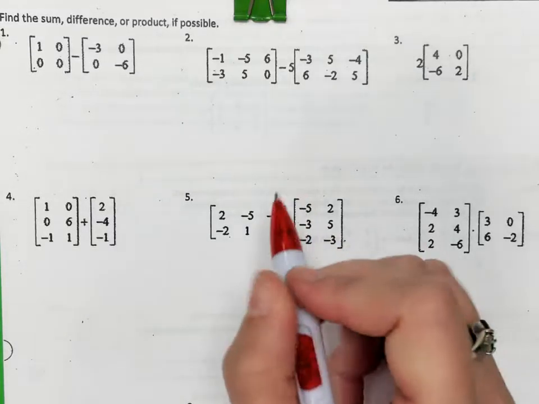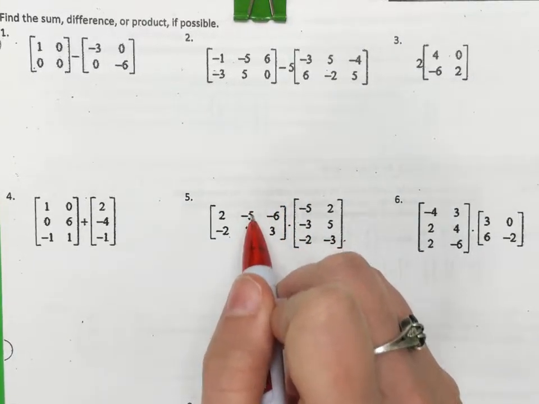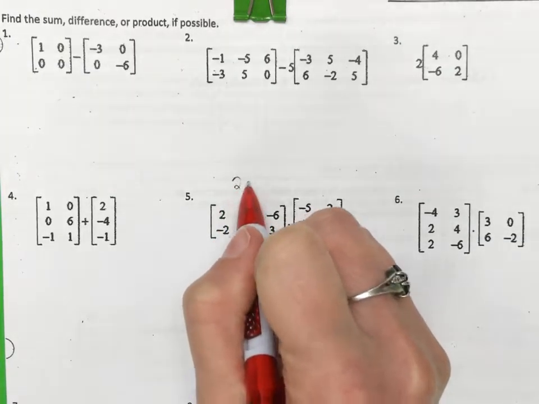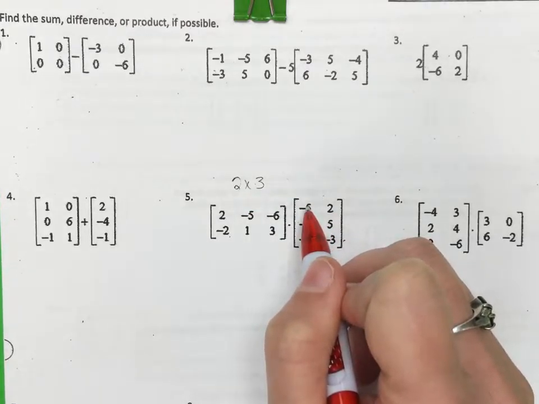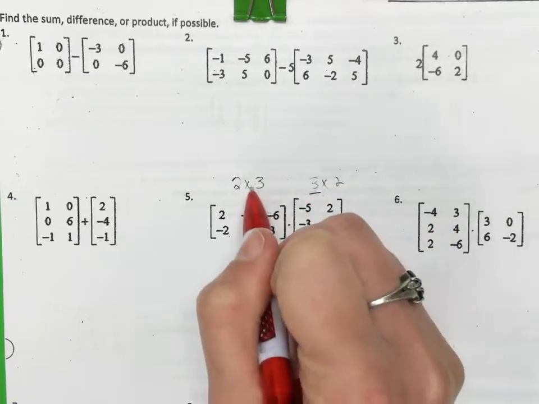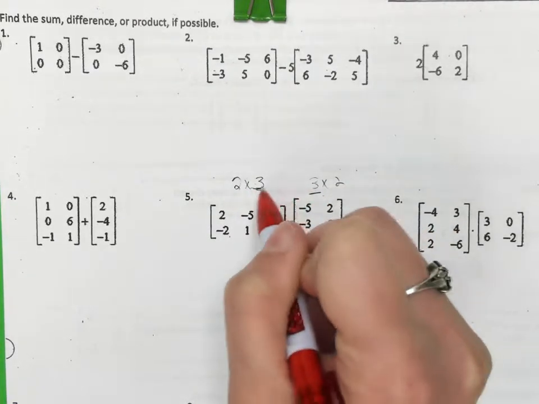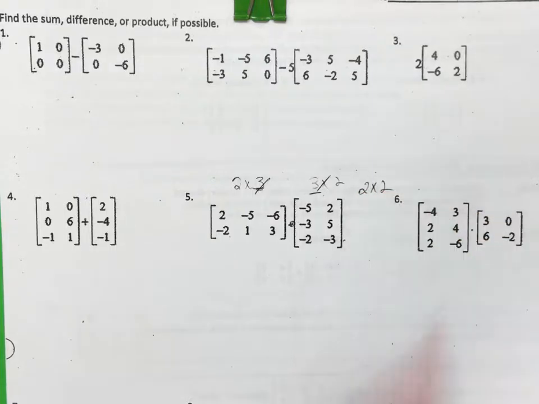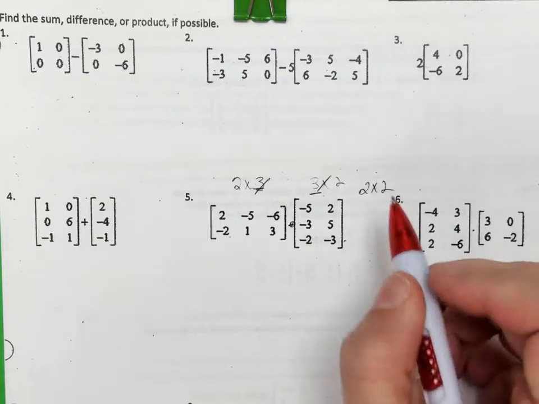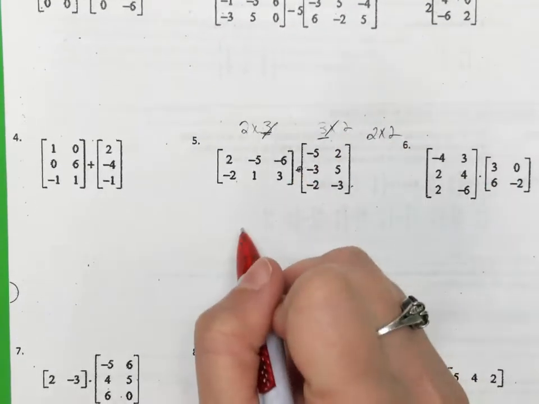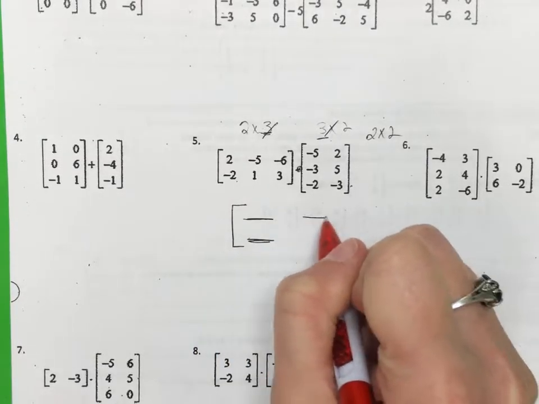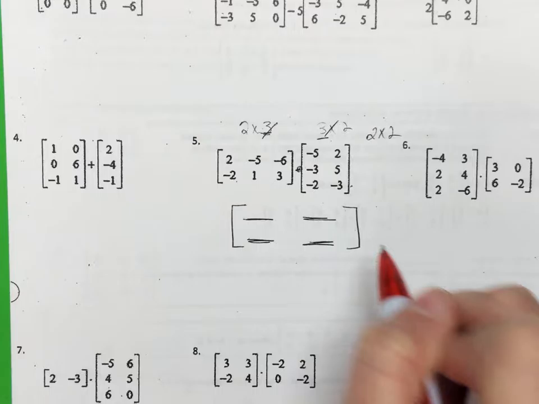Remember that when you multiply, you have to check the dimensions. Let's look at number 5. What are the dimensions of this one? 2 by 3. And this one? 3 by 2. Remember that these two have to match up in order for you to multiply. So your answer is going to be a 2 by 2. Go ahead and draw your lines.